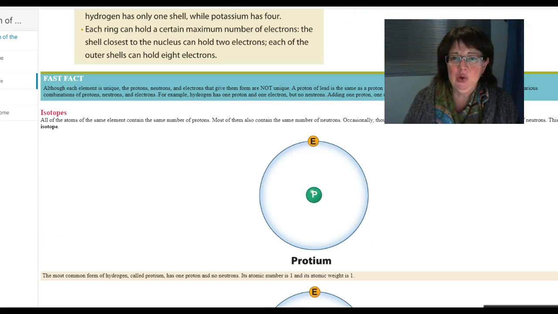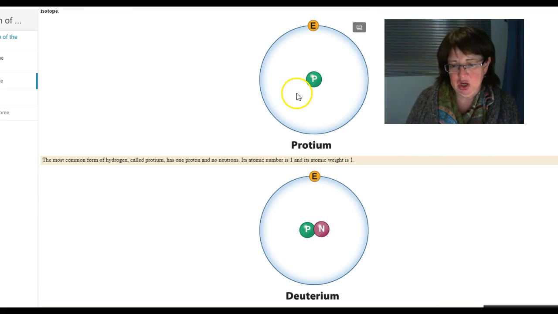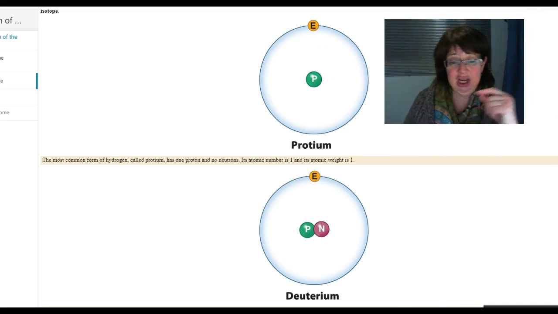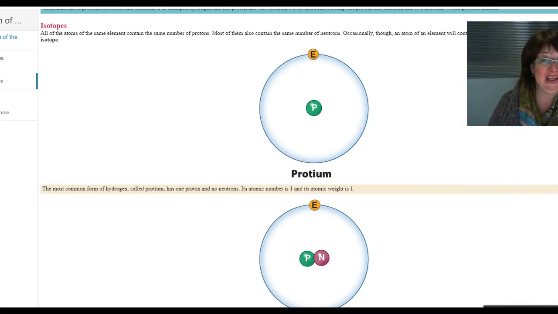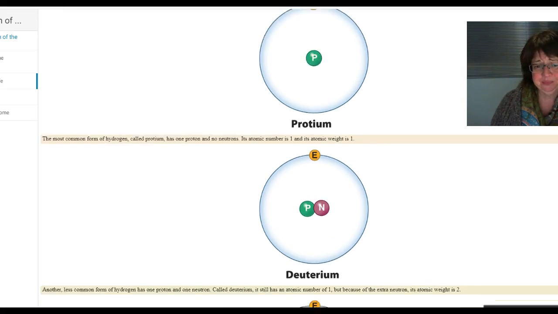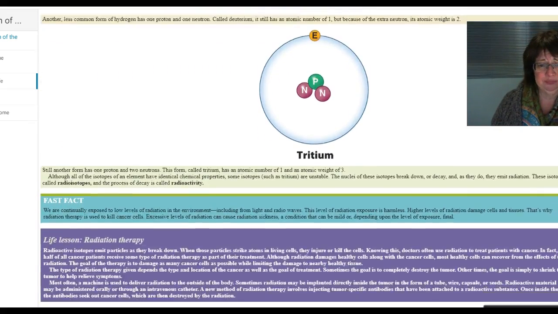Okay, so when you change the number of protons, you change the element. When you change the number of neutrons, you get what's called an isotope. And when you have too many neutrons, you can get a radioactive isotope. So when we talk about radioactive uranium, you have a different isotope. And an isotope of cobalt is what is used in radiation therapy for cancer. Okay? Good.